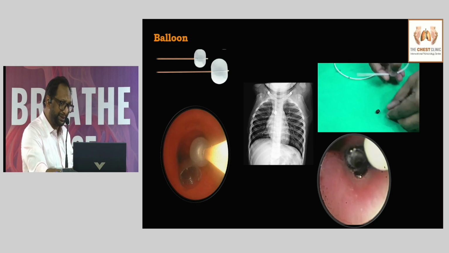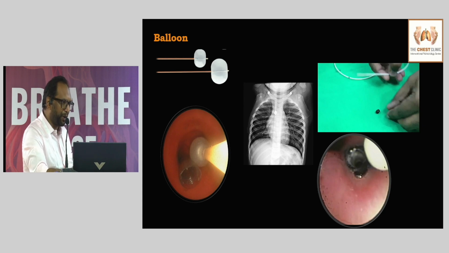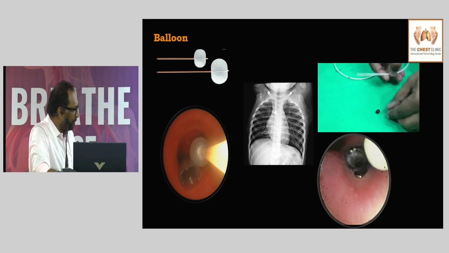So where does the balloon stand in extraction of a foreign body? It stands at disimpaction. So what is disimpaction? You have a foreign body somewhere distally. You want to get the foreign body proximally so that you can engage with the forceps or a basket. So that's the reason the balloon is used.